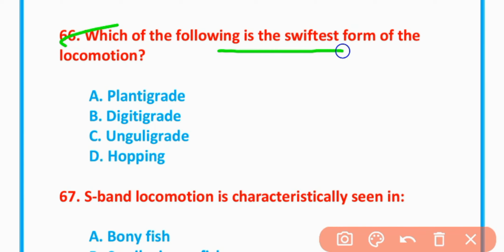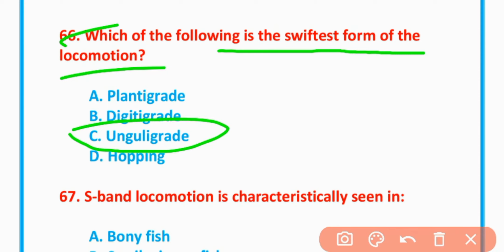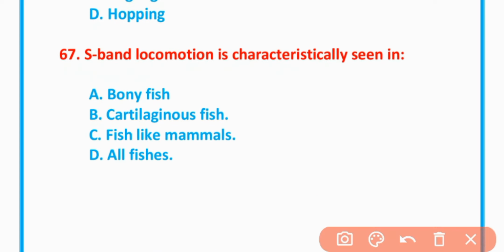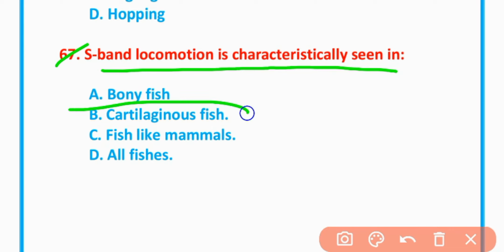Which of the following is swiftest form of locomotion? Unguligrade. Option C is correct. S-band locomotion is characteristically seen in cartilaginous fish.